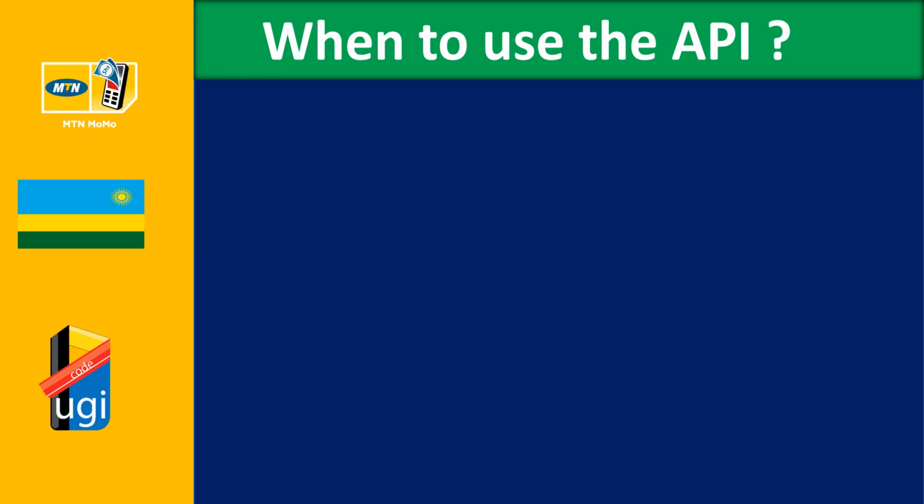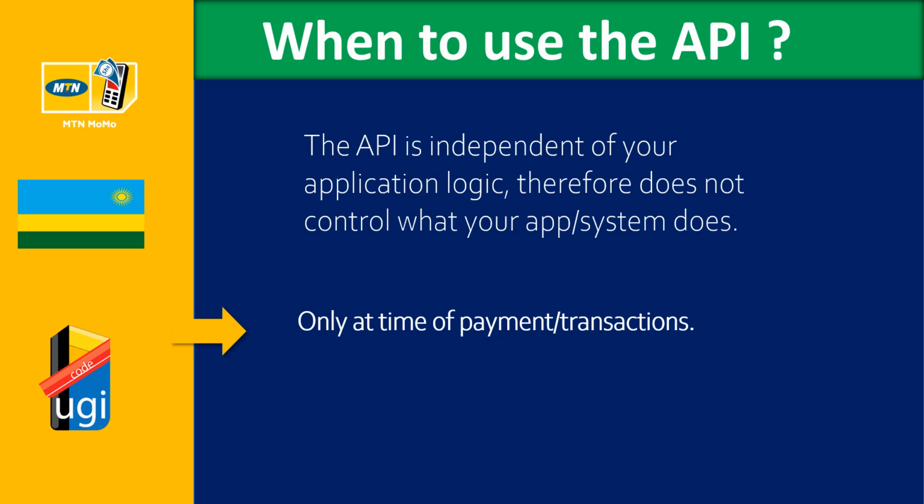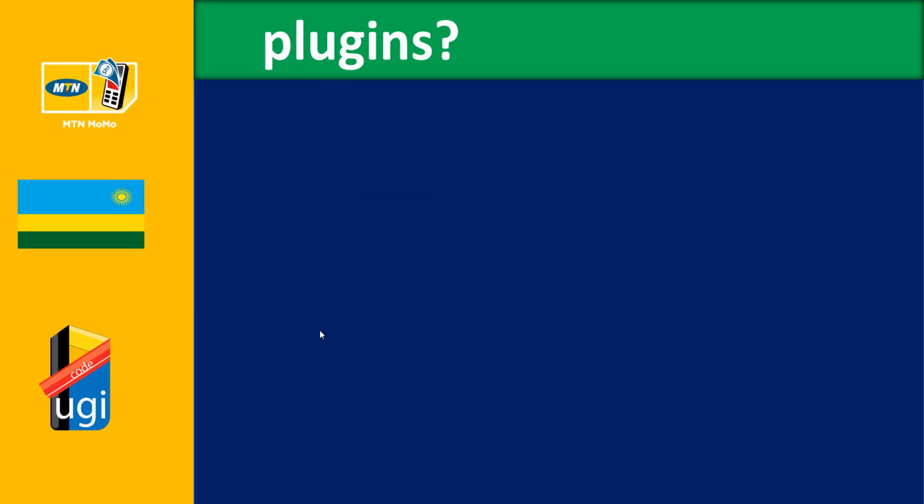So when do you need to use the API? The API is independent of your application logic. Therefore, it doesn't control what your application or system does. If you have a system that does loans, the API does not create loans for you. No, it does not check if someone paid the loan or not. No, it only comes in at the time of transaction.